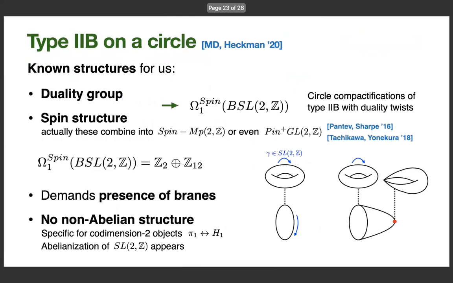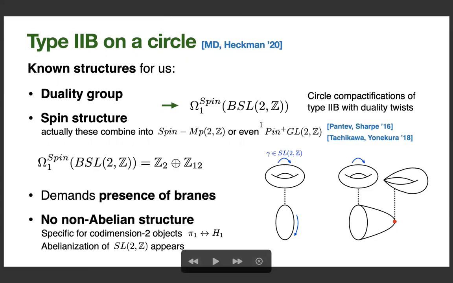So now, let me go back to the type 2B setup. What we know is we have this SL2Z duality group, and I should be more precise. The duality group of type 2B is actually not SL2Z. It's rather something like spin MP2Z, or even more exotic like the pin plus cover of GL2Z. But for this talk, let us just be a bit ignorant about that and focus on this sort of bosonic duality group. And I can assure you that not all of these classes that we have to include would be killed by even doing this more abstract way.